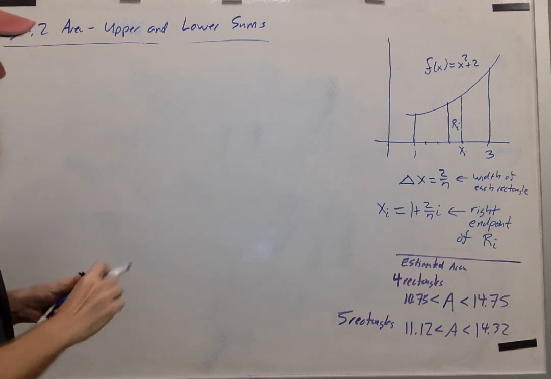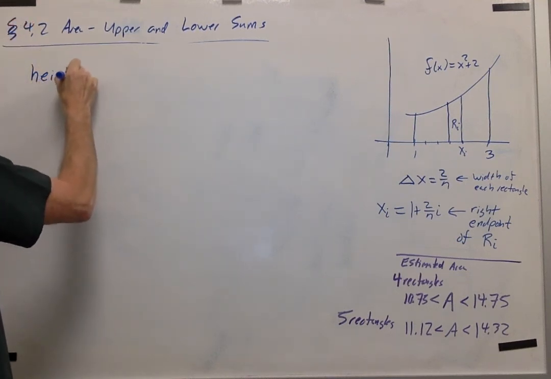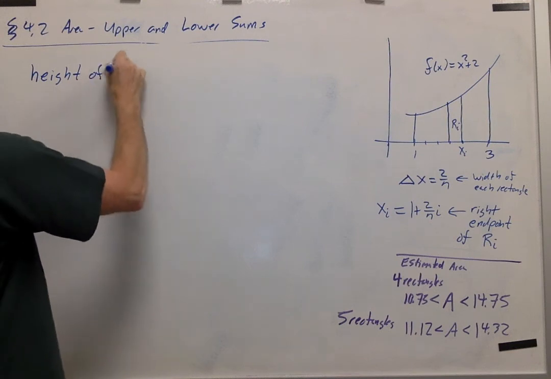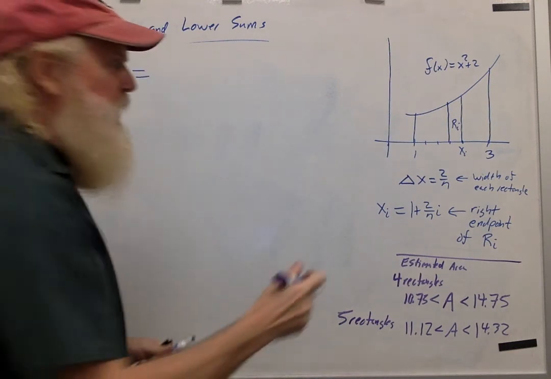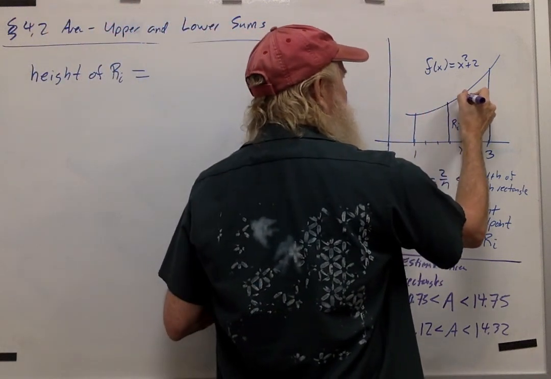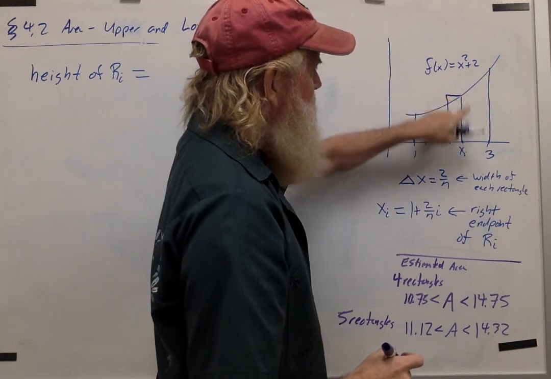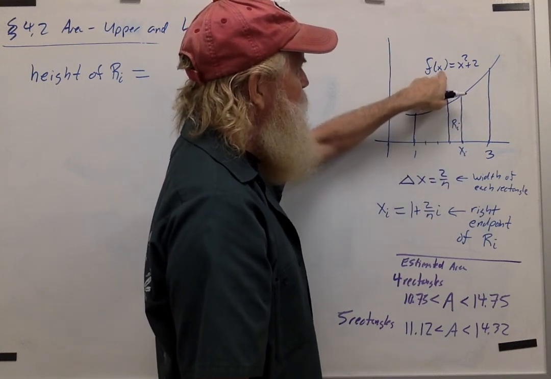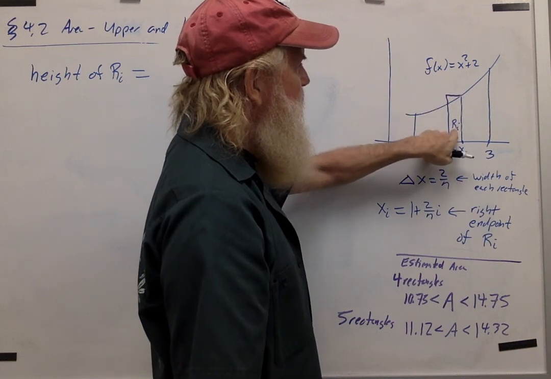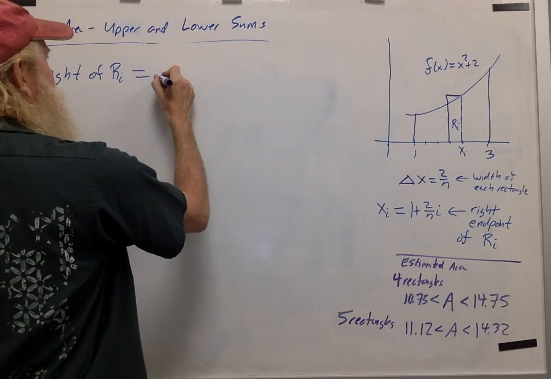Now let's see if we can find the height of rectangle R sub i. Since we're going to use circumscribed rectangles to get upper sums, the height of R sub i is going to be what I get when I plug this right endpoint into the function. So the height of R sub i is f of x sub i.